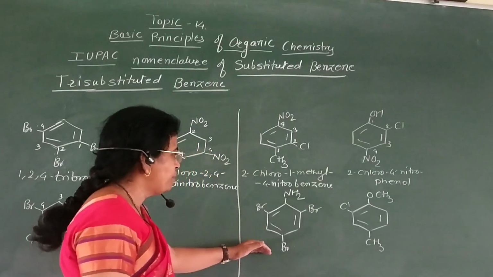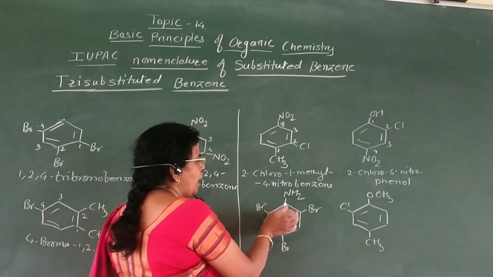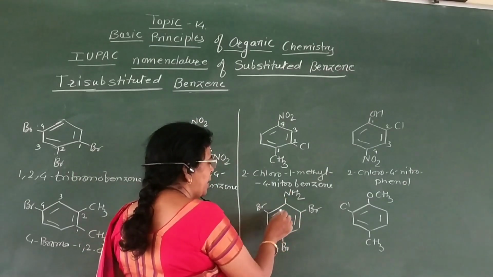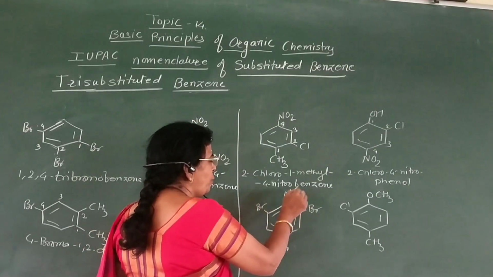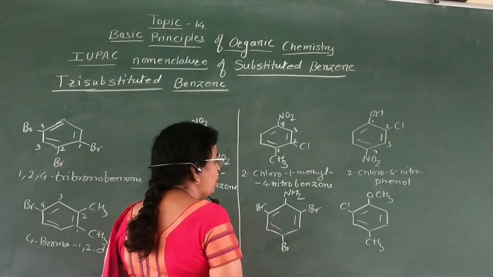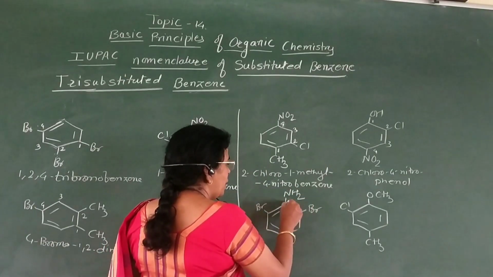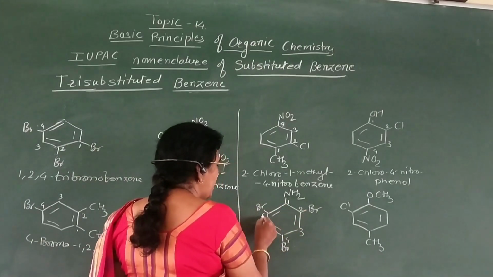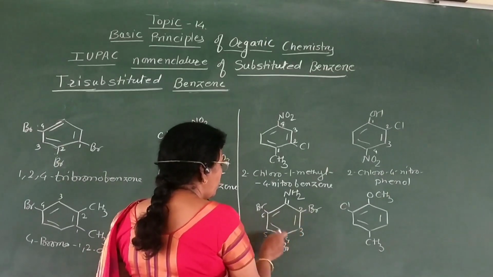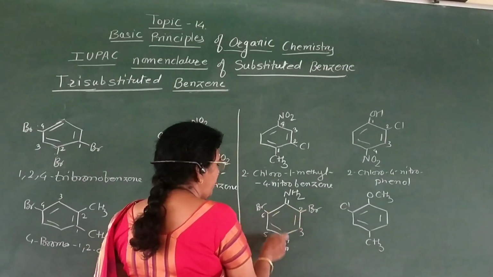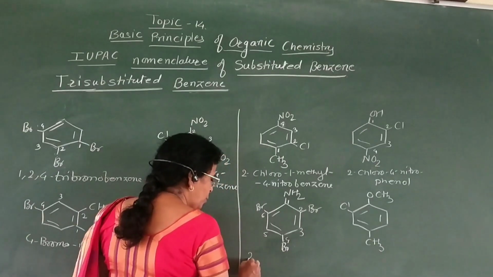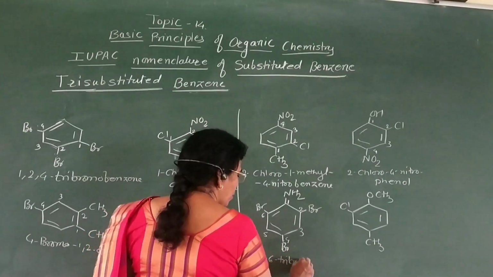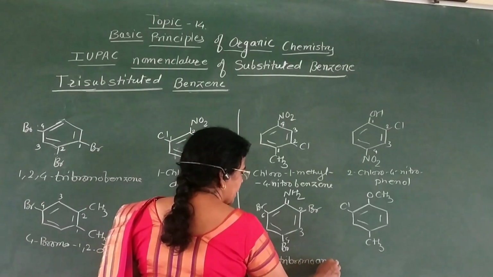Now this example. If we remove all these 3 Br, then it becomes aniline. That is, the benzene ring is attached to only the NH2 group, then it becomes aniline. First give numbering from the NH2 group 1, 2, 3, 4, 5 and 6. At 2, 4, 6 position there is bromine. Therefore it becomes 2,4,6-tribromoaniline.